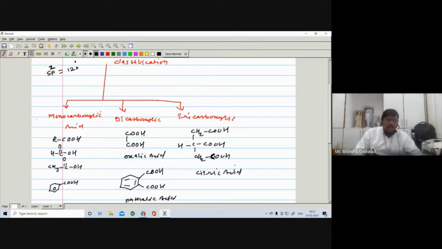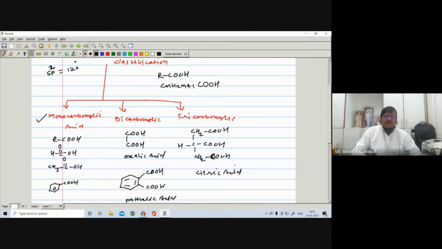We are going to learn in detail about the monocarboxylic acids. A monocarboxylic acid contains one COOH group. So we can write the general representation of a monocarboxylic acid: R COOH, where R is CnH2n+1, and then COOH. This is the general representation.